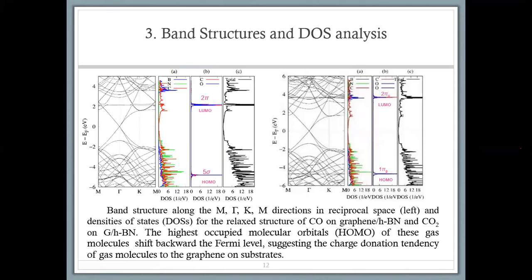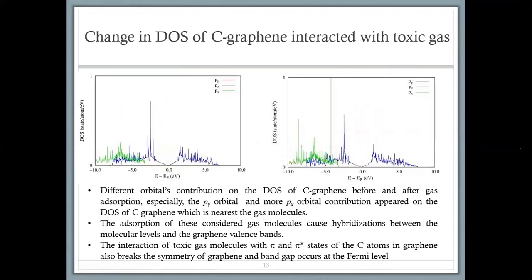To calculate the charge transfer in detail, sorry, in this slide I would like to show the effect of the substrate on the graphene. So this figure shows the change in density of states of graphene which interacts with the toxic gas. On the right-hand side is the case with the adsorption, and the left-hand side is before adsorption and after. And also this carbon graphene is far from the toxic gas adsorption.